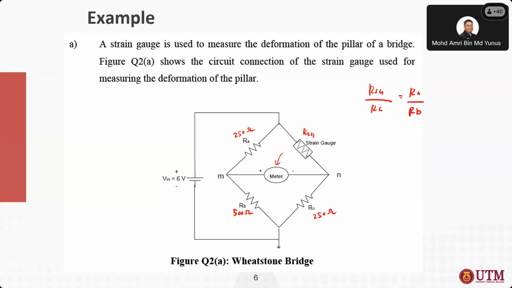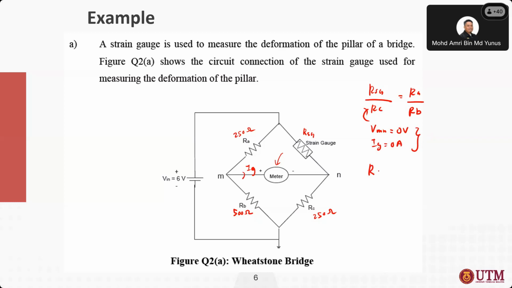This means that in balanced condition there is no voltage, so VMN is equivalent to 0 volt, or IG is equivalent to 0 ampere, no deflection. This is only true when these two conditions are met. Therefore, we can find RSG.